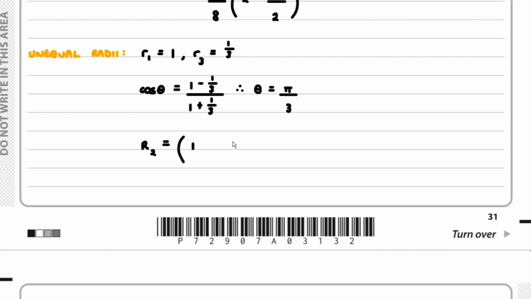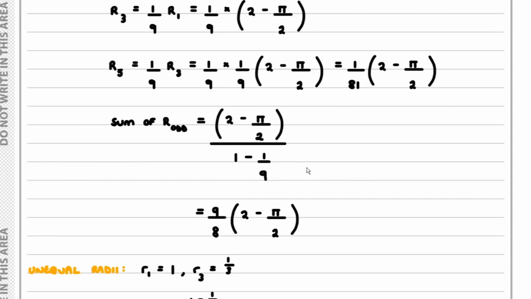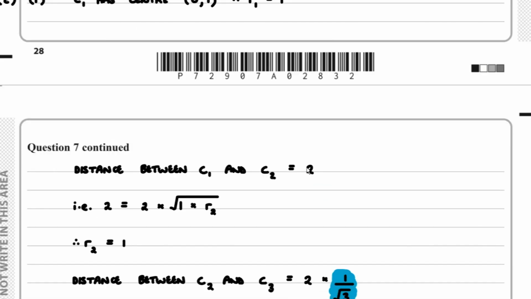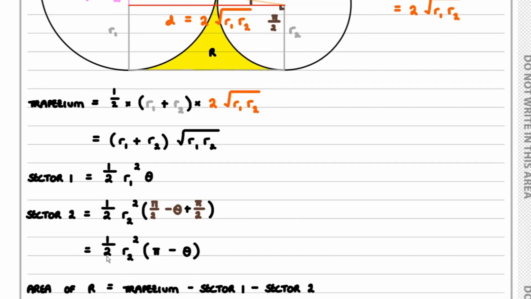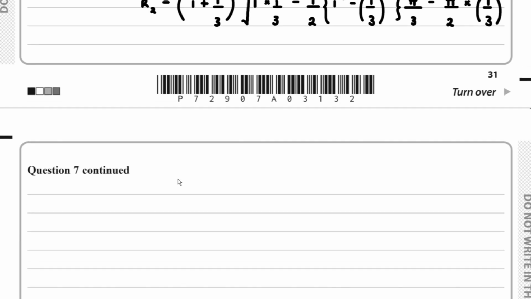So R2 will equal 1 plus a third times the square root of 1 times a third, take away a half times 1 squared take away a third squared times pi over 3, take away pi over 2 times a third squared. So essentially what we've done here is worked out the trapezium, sector 1 and sector 2, and took them away from each other. So let's continue to work all that out.